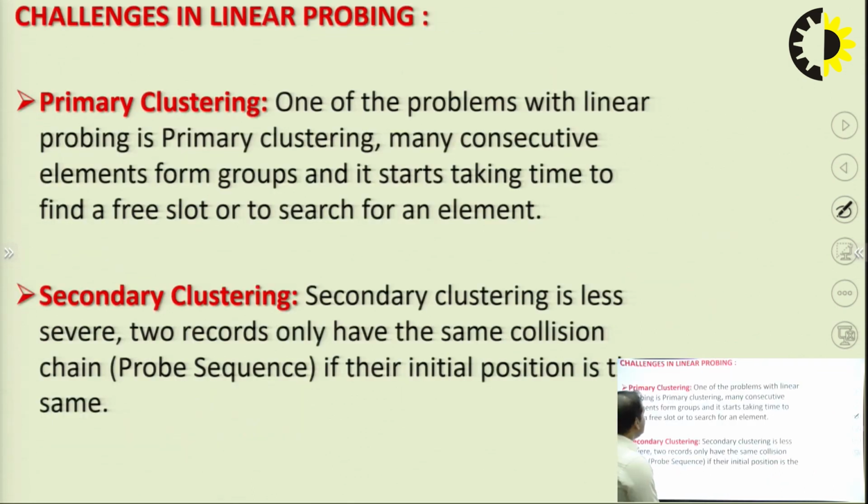Now, challenges in linear probing. The first challenge is primary clustering. One of the problems with linear probing is primary clustering: consecutive elements form a group, and it starts taking more time to find a free slot or to search for an element. Secondary clustering is less severe: records only have the same collision chain if their initial position is the same.